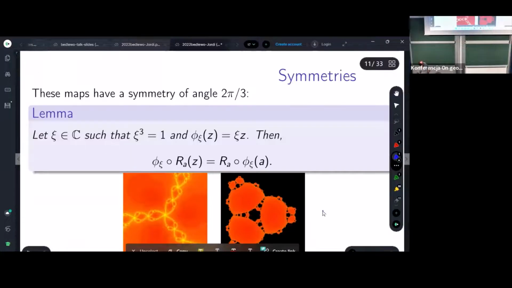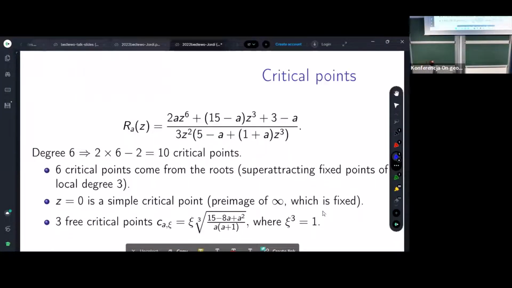Okay. And now Lasse was asking about critical points. Here we are. We have degree 6, so we have 10 critical points. We have the roots of unity, which are super attracting fixed points of local degree 3. This already gives us 6 critical points. If we look here, we have a term which is z squared in the denominator, which means 0 is a double preimage of infinity, which implies 0 is a simple critical point. So we have already 7 critical points whose dynamics is prescribed.